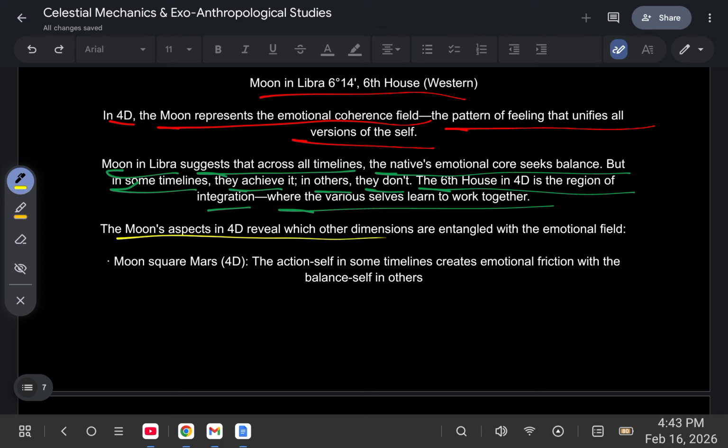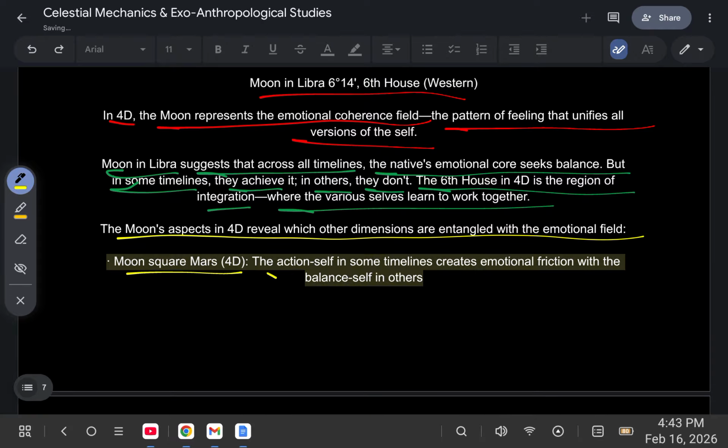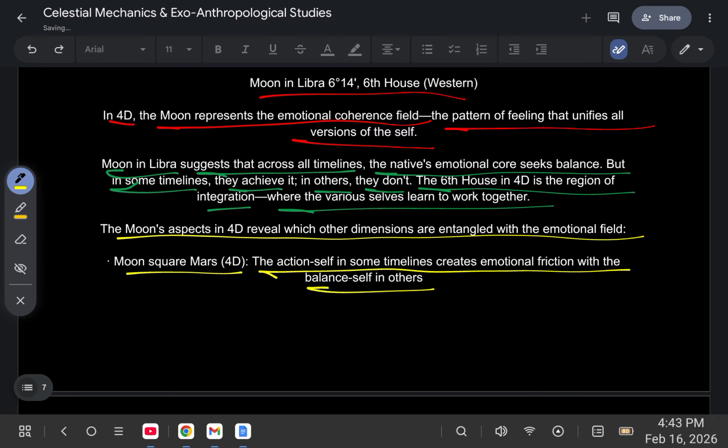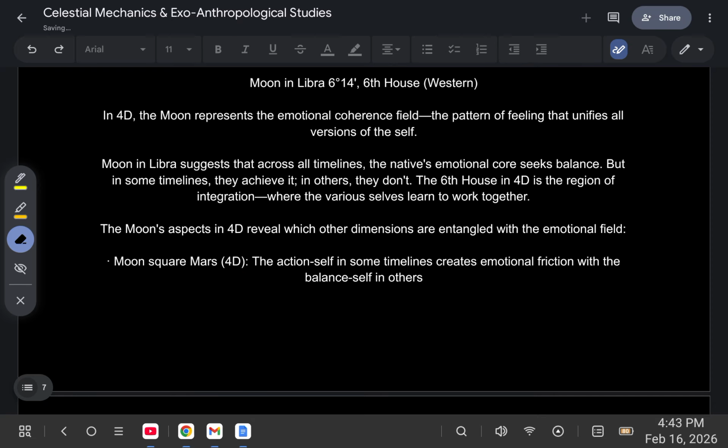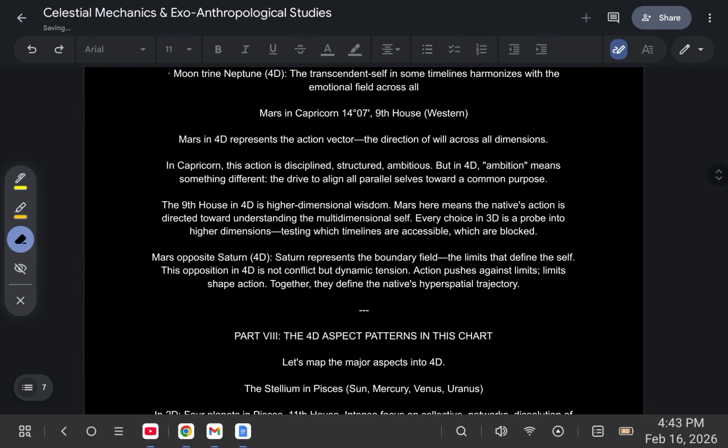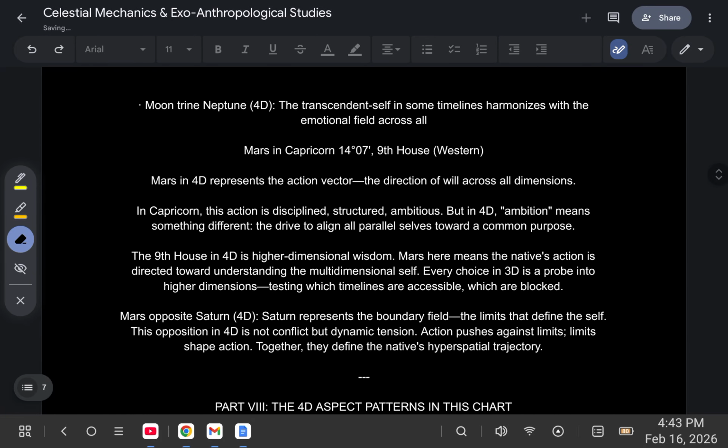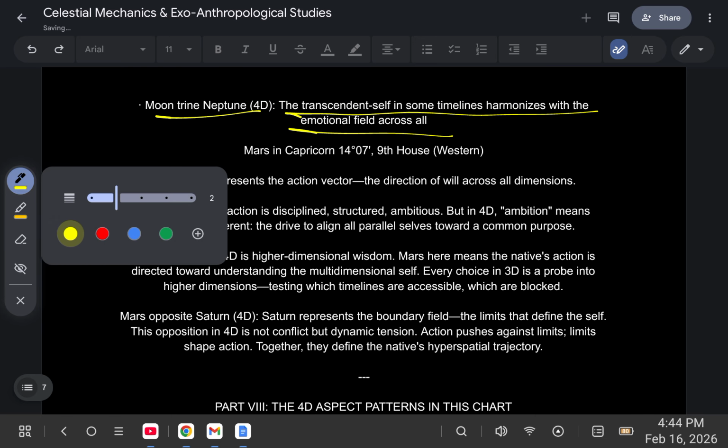The Moon's aspects in 4D reveal which other dimensions are entangled with the emotional field. So Moon square Mars in 4D, the action self in some timelines creates emotional friction with a balanced self in others. Now we look at Moon trining Neptune in 4D. The transcendent self in some timelines harmonizes with the emotional field across all. Okay?